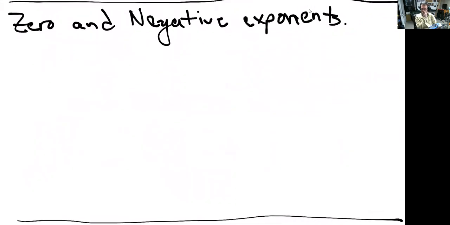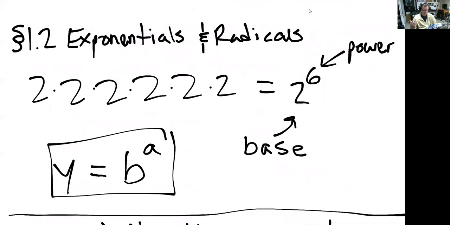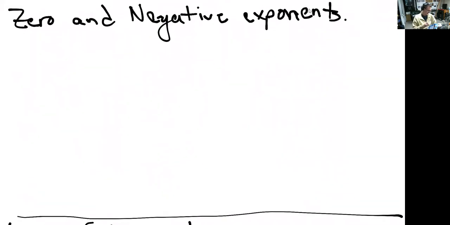There's two sort of special cases of exponential functions that are a little bit weirder than others, and they are, what if you have a zero exponent? You know, according to the definition, I said the exponent, the power, is how many of the bases you have multiplied together. So interpret this, 2 to the 0th. What is that? It's 0 2s multiplied together. So what does it equal?